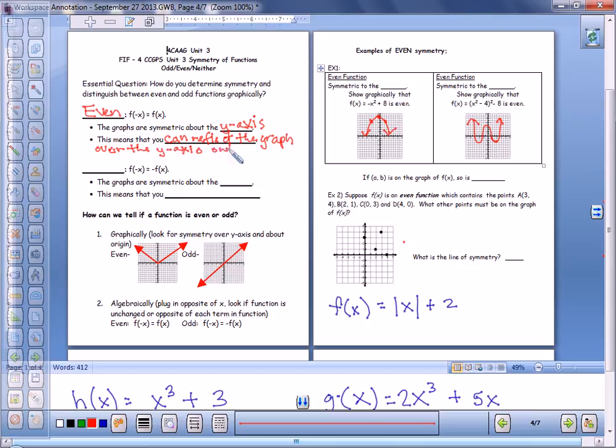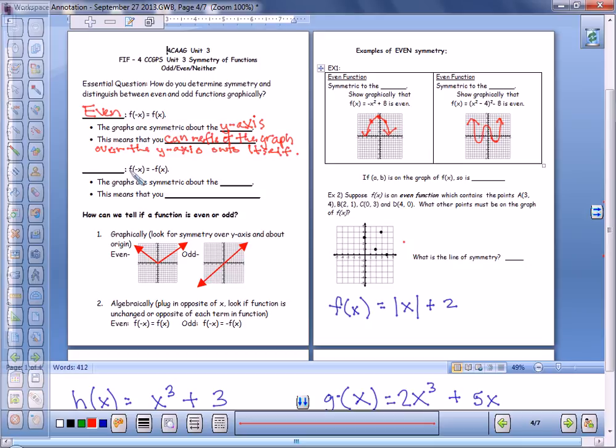This is actually two. Okay, so if I were to fold a graph down the y-axis, it would fold on top of itself. Does that make sense? That's called even symmetry. So that's if we look at it graphically. If we look at it algebraically, then this statement here must hold true. If we plug in the opposite of x into the function, we should get out the original function. And I'll show you in just a minute what that means.